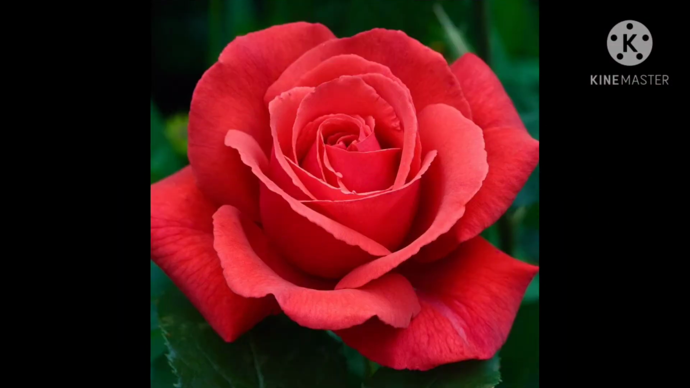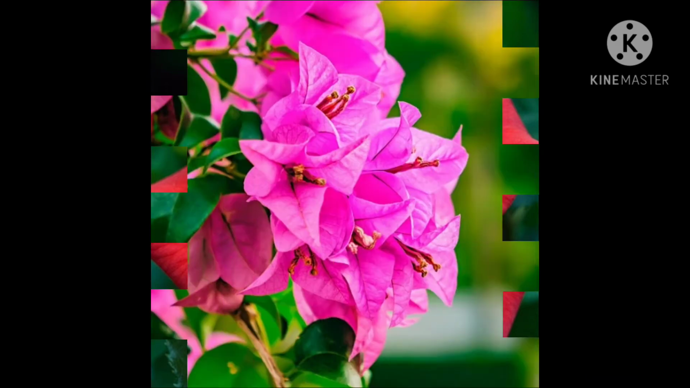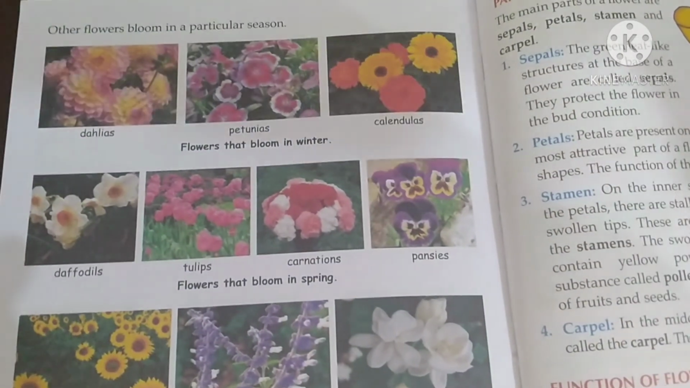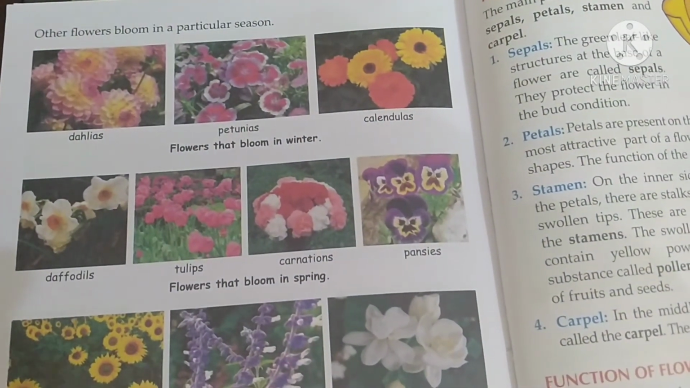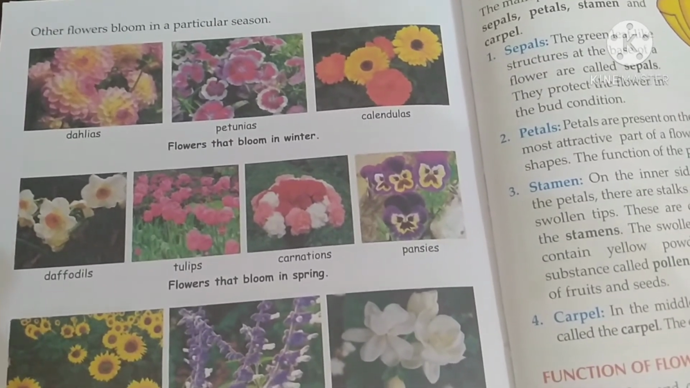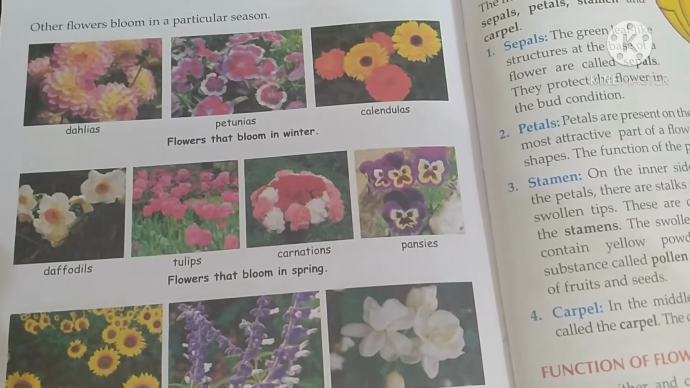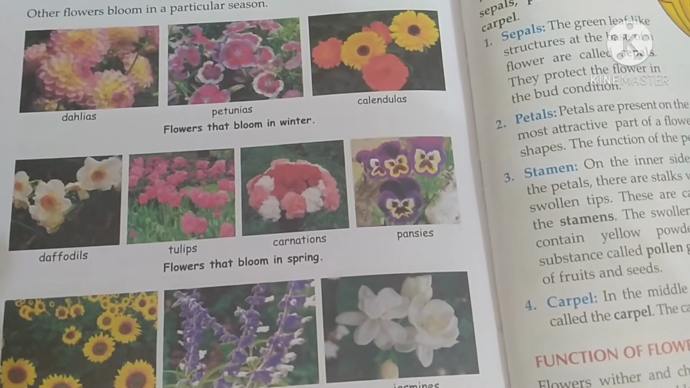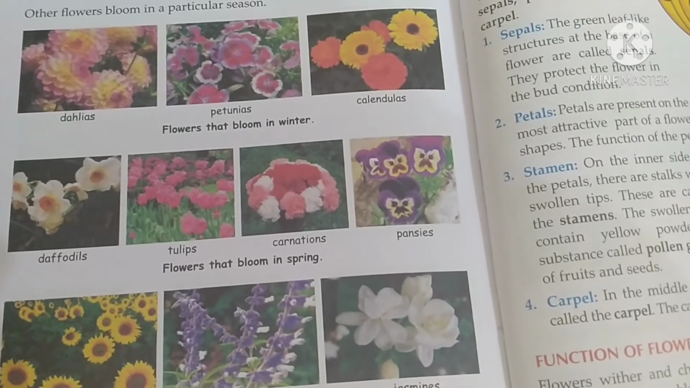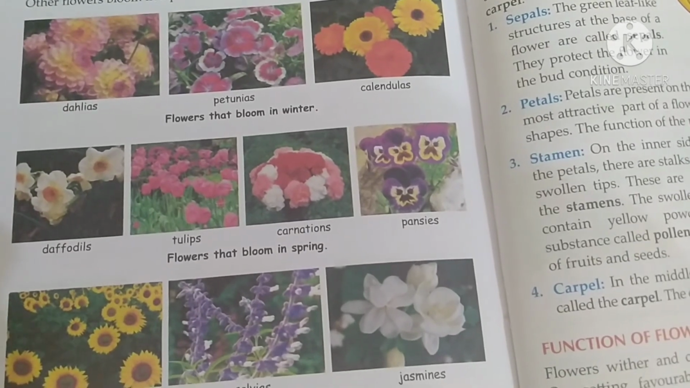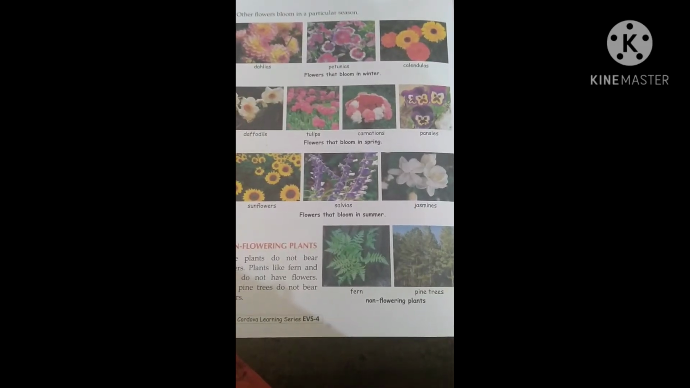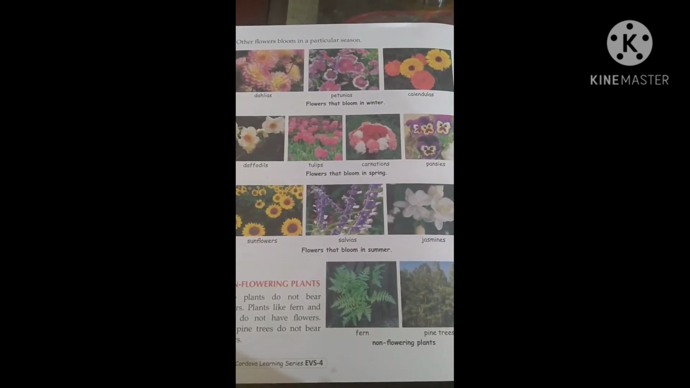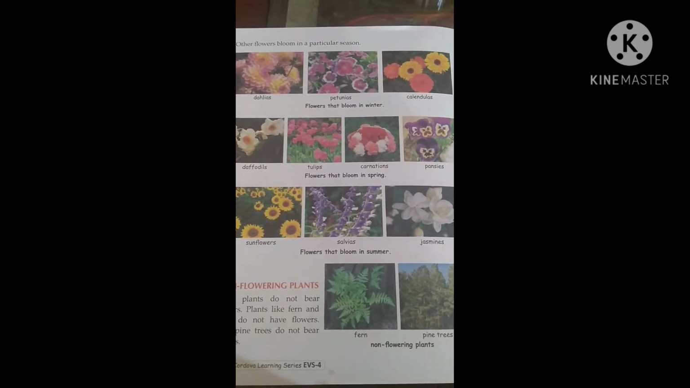Kids, there are some flowers like rose, bougainvillea and marigold which are seen throughout the year. Students, there are some flowers which grow in particular seasons only. For example, dahlias, petunias and calendulas. These flowers bloom only in winter. Flowers which bloom in spring are daffodils, tulips, carnations, pansies, and the flowers that bloom in summer are sunflower, salvias, and jasmines.